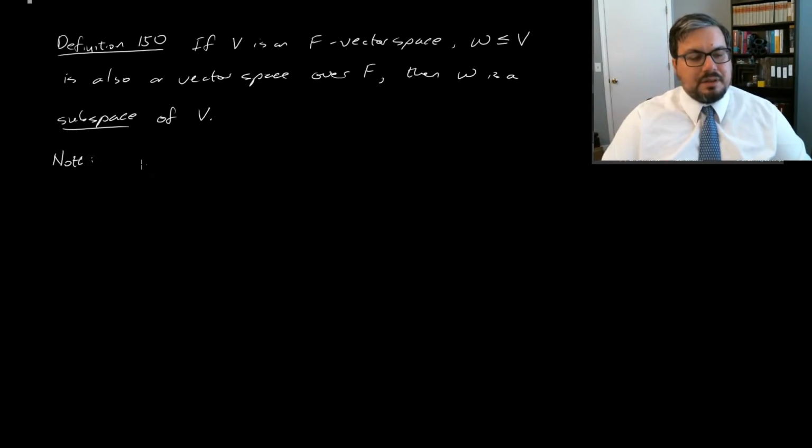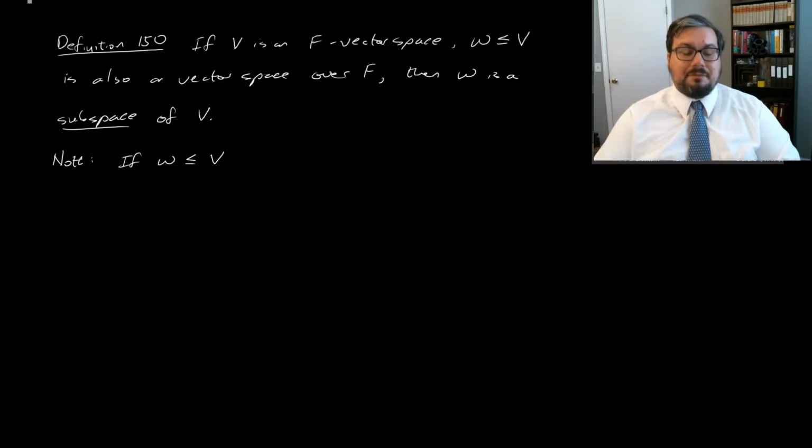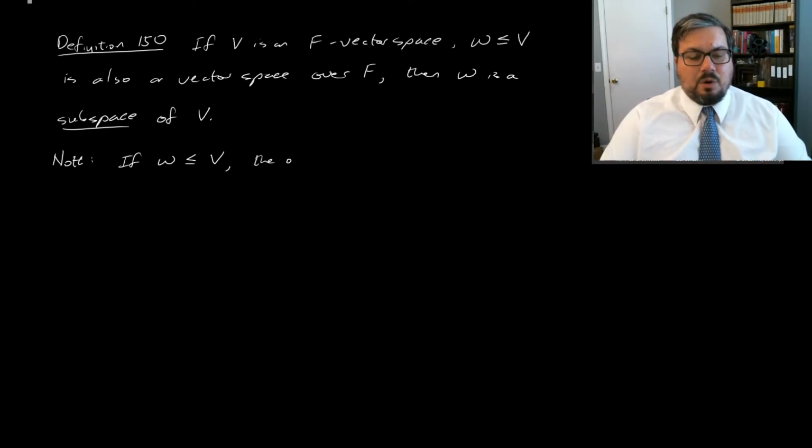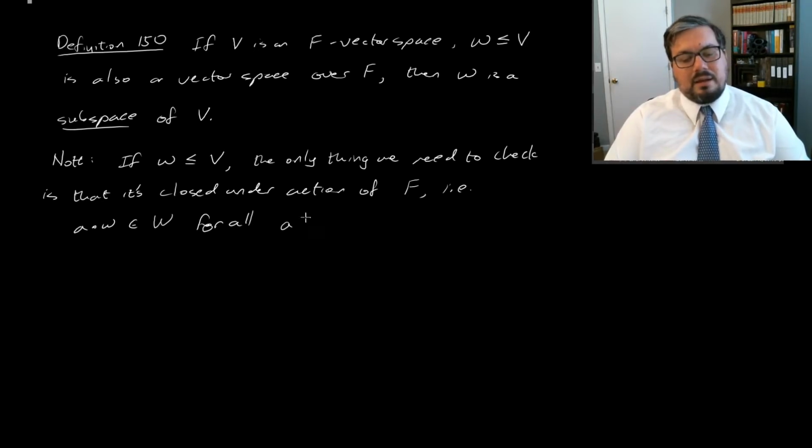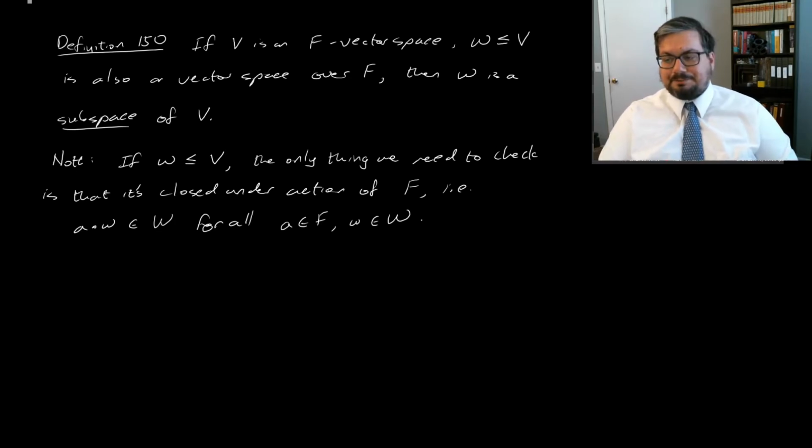Note that if W is a subgroup of V, then the only thing we need to check to show that it's a subspace is that it's closed under the action of F. That is to say that A dot W lies in the subspace W for all field elements A and elements little w inside the subset W.